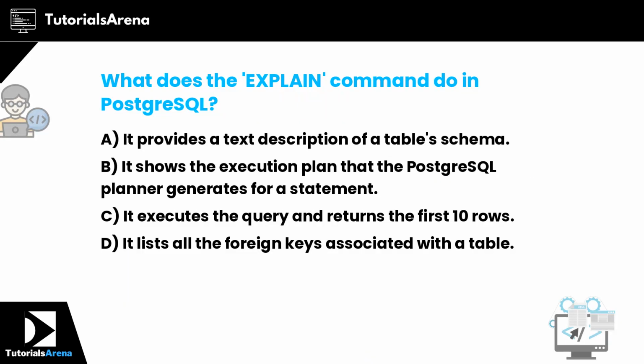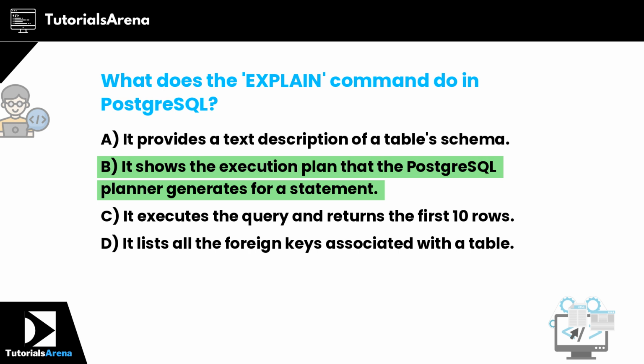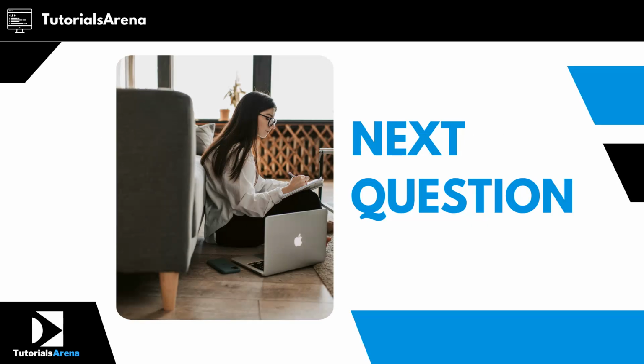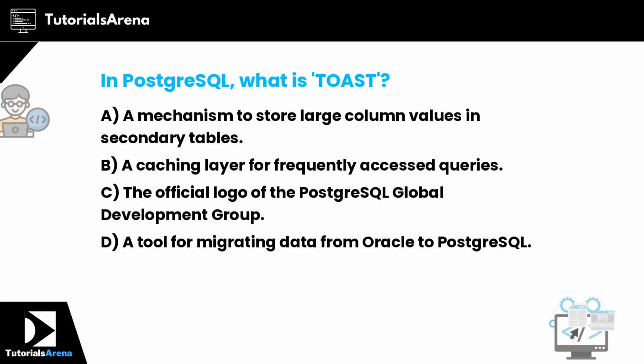What does the explain command do in PostgreSQL? The correct answer is option B. It shows the execution plan that the PostgreSQL planner generates for a statement. In PostgreSQL, what is TOAST? The correct answer is option A, a mechanism to store large column values in secondary tables.